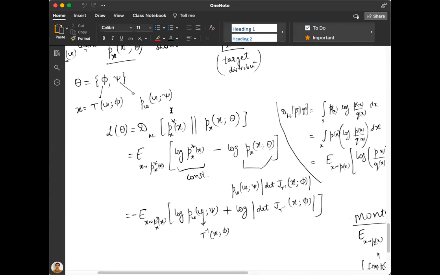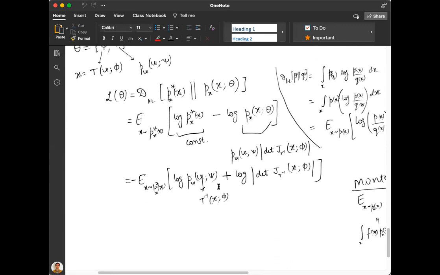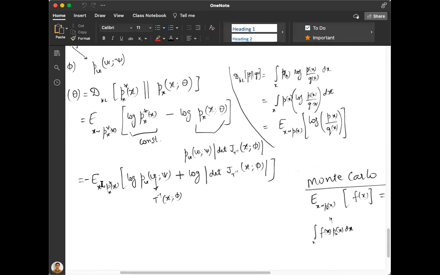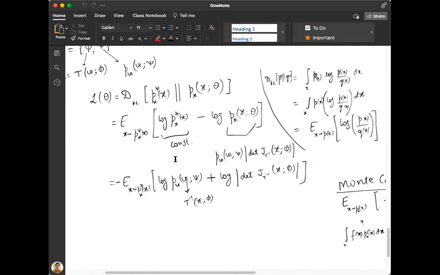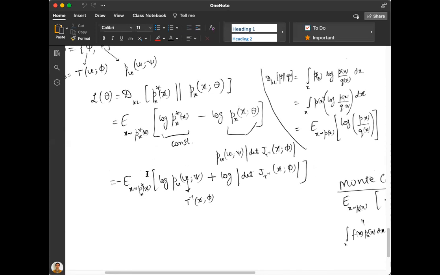And then we did some manipulation. We wrote it in this form. And then we did some more manipulation, plugging in some more values. We wrote finally this form. This is the final form, which looks very simple. So let us see what are the quantities required in this form.